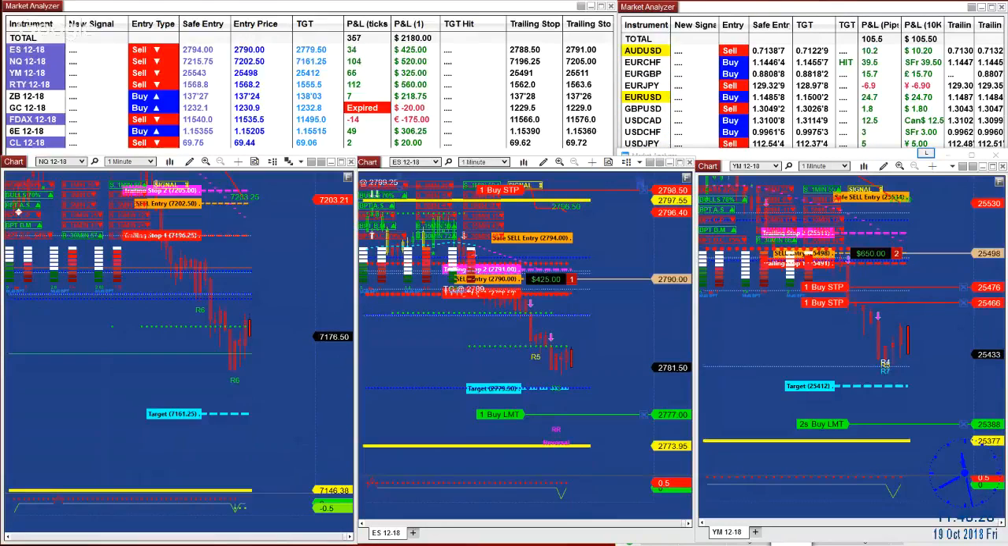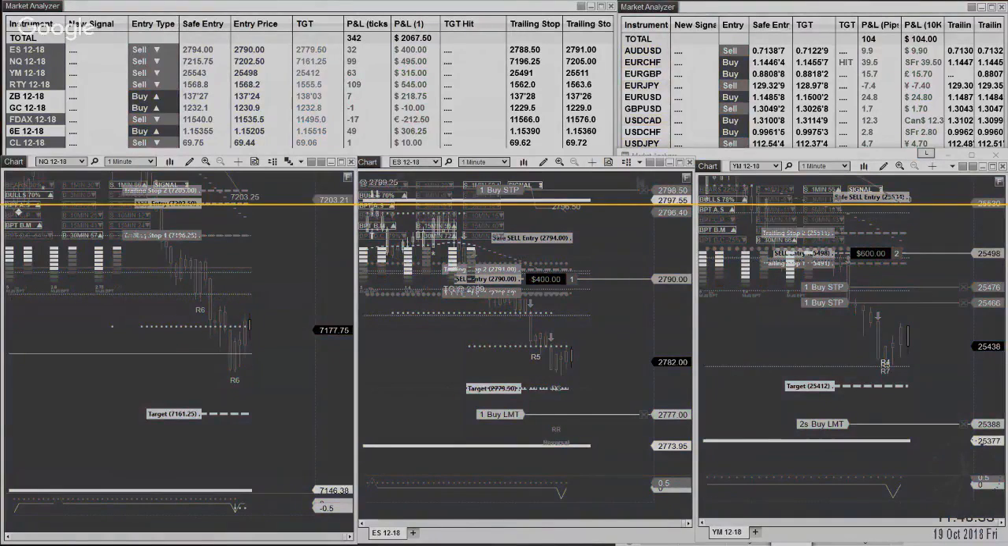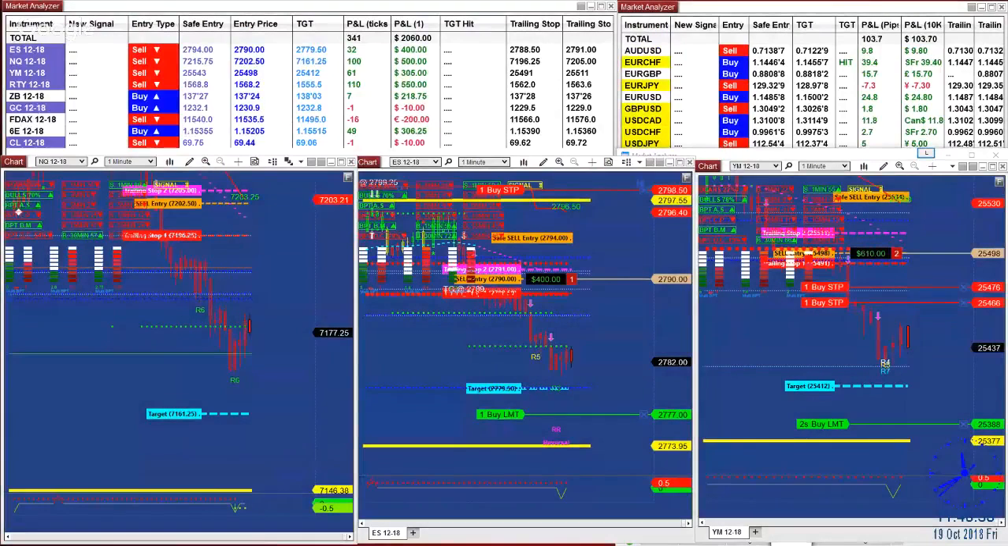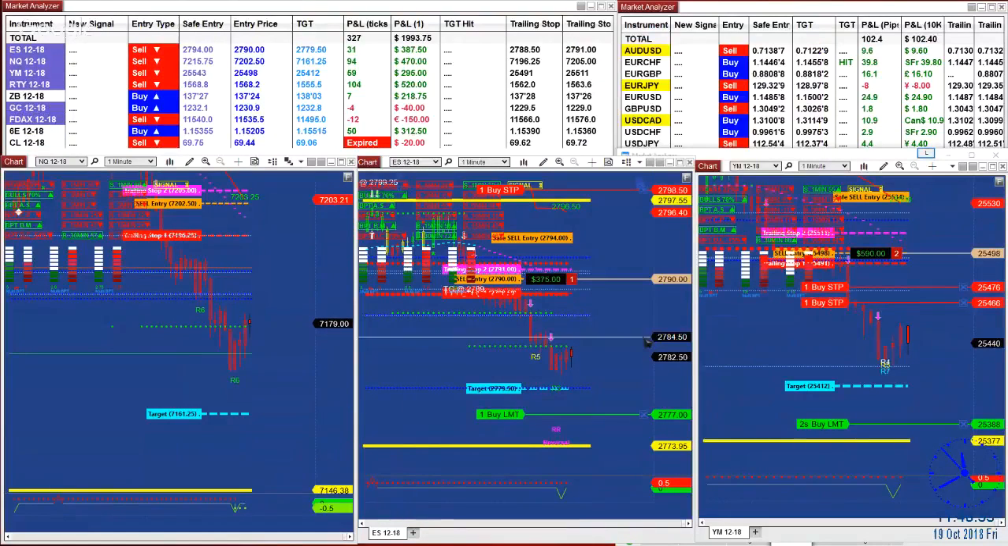Fernando, 58 ticks. Okay. ES. And you did 23 ticks earlier, or is this a total of 58 ticks, or is it on that trade only?